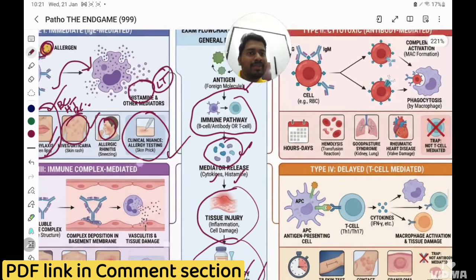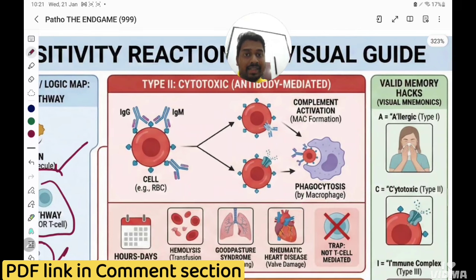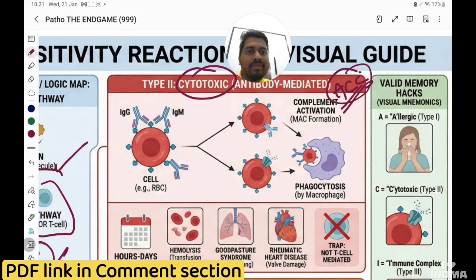Now next is type 2 mediated. The major mistake which everyone makes is this: even though it is called cytotoxic, it is known as antibody dependent cellular cytotoxicity. Even though it is called cellular cytotoxicity, it is not mediated by T cells, it is mediated by B cells which produce antibodies.